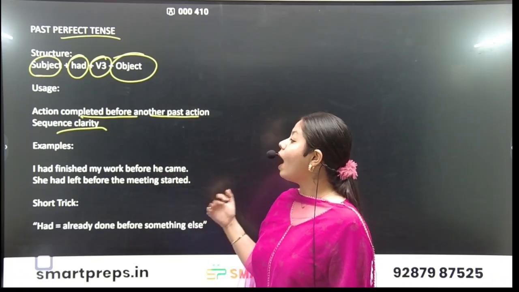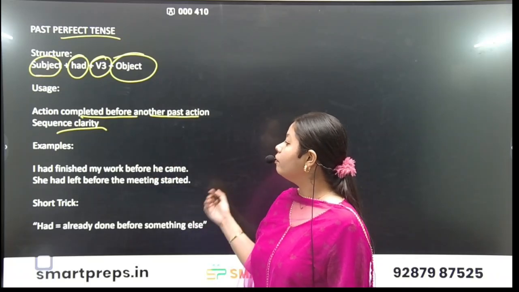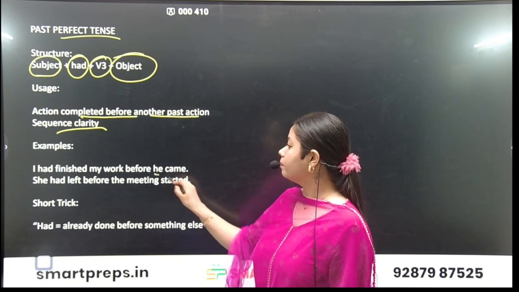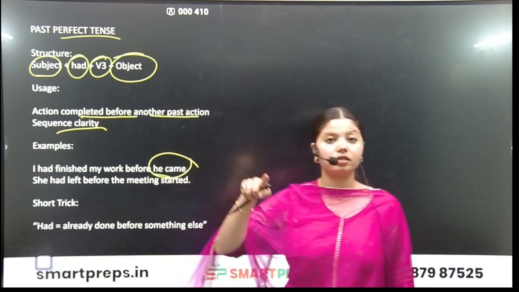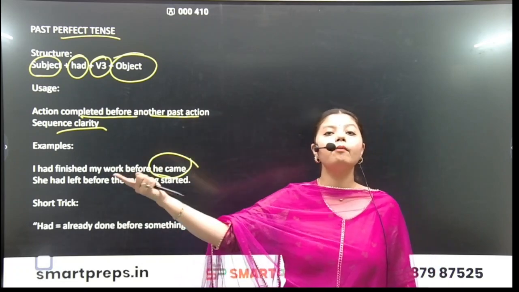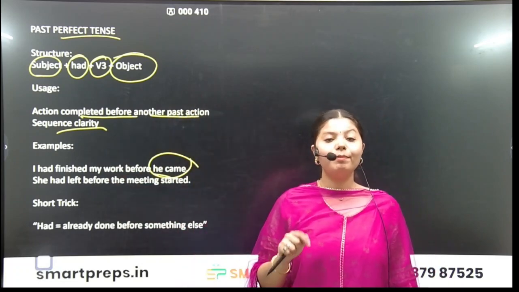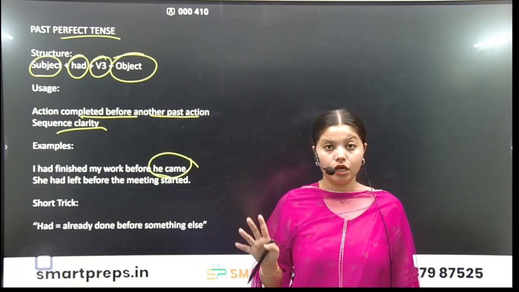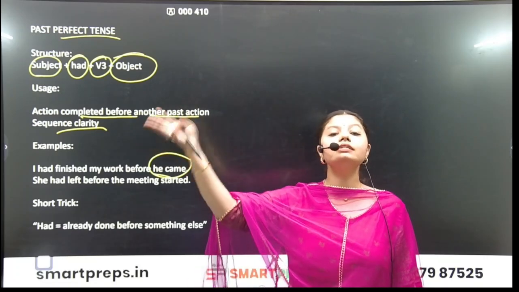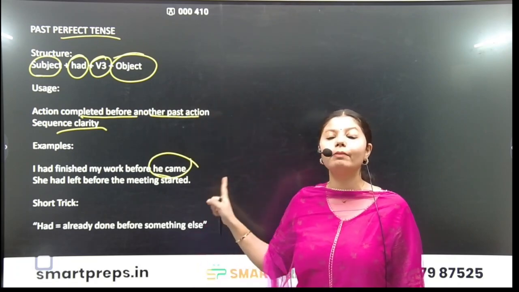Okay, so I had finished my work before he came. Okay, it means when he came. So he came in the past. I'm talking about him who came in the past, but then I finished my work before he came. So my action was already completed before the past action I'm talking about, that he came.